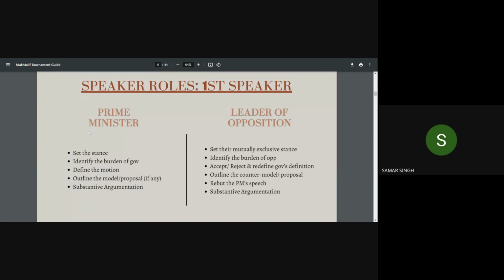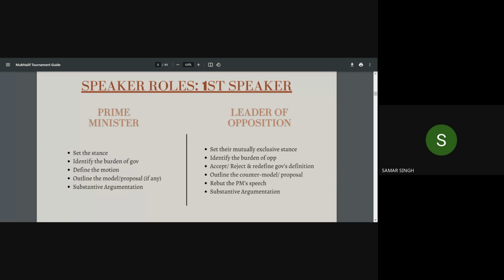The Prime Minister and the Leader of Opposition somewhat have similar roles. So let's discuss the commonality between these two speakers. Both of the speakers will define the motion, meaning they will explain what the motion is about. Let's say the topic is: this house believes that plastic should be banned.